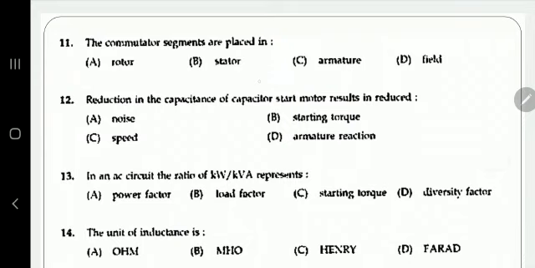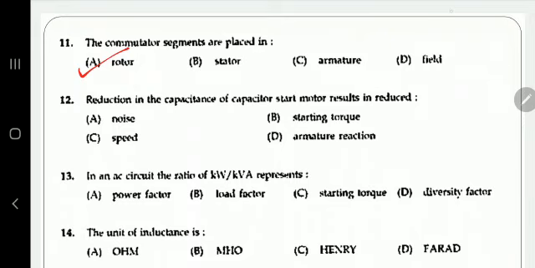Question number 11. The commutator segments are placed in the... we know the answer for this question. It is very easy. Option A, it is placed in the rotor. The commutator segments are mainly used for rectifying AC to DC, and sometimes in the case of a motor, it converts the AC into DC. Let's move on to the next question, question number 12.